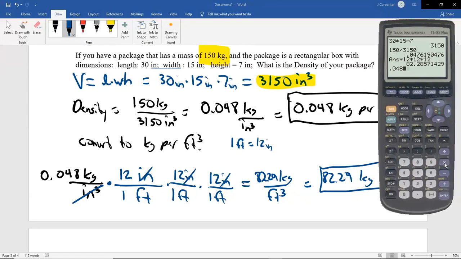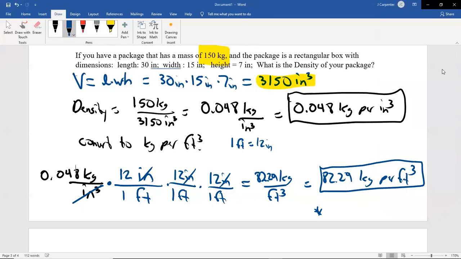0.048 times 12 times 12 times 12, and we get 82.94 kilograms per cubic foot if you used the 0.048. So 82.3 versus 82.9, they're only off by 0.6.